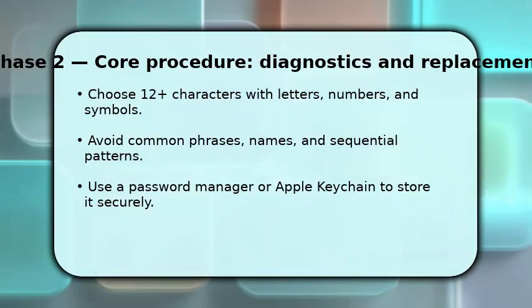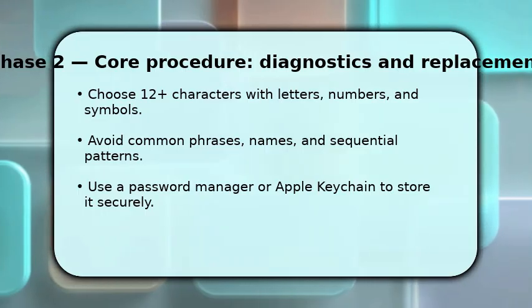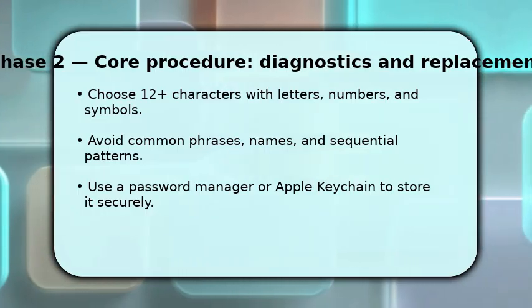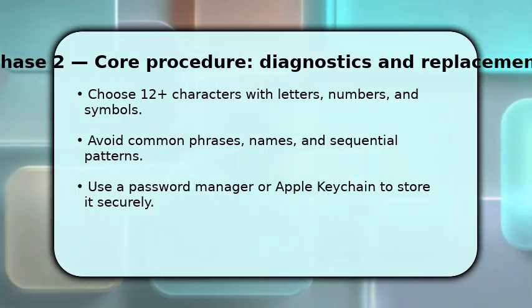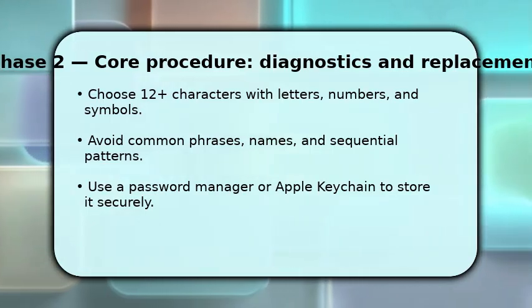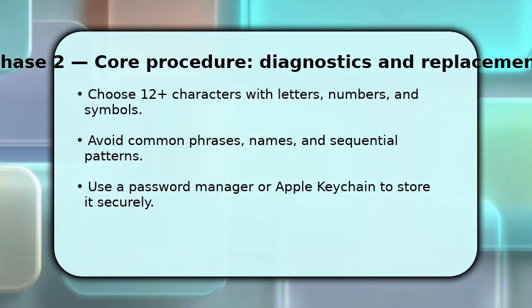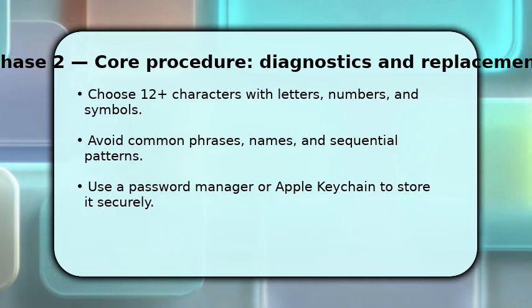Aim for at least 12 characters combining uppercase, lowercase, digits, and symbols. This reduces brute force risk. Once you draft a candidate, check it for common words, dates, or repeated sequences. Those weaken security. If you have Apple Keychain or a password manager, generate a random string and save it. This prevents reuse and mistyping.